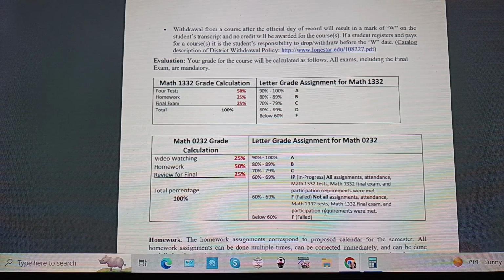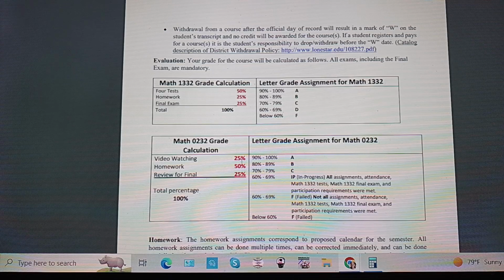Now, if this is the first time you've ever taken a class like this, and you get what would normally be a D in the 60s, and all your assignments are done, you've been watching videos, and you've taken the tests and the final and just came up a little short, they give you what's called an IP. That just means you still failed, but it's a nice way of saying that you're working hard at it. It looks better, I guess, on a report card than an F does. But if you're below 60, or if you're in the 60s and you haven't done most of your work, then you just get an F at that point.